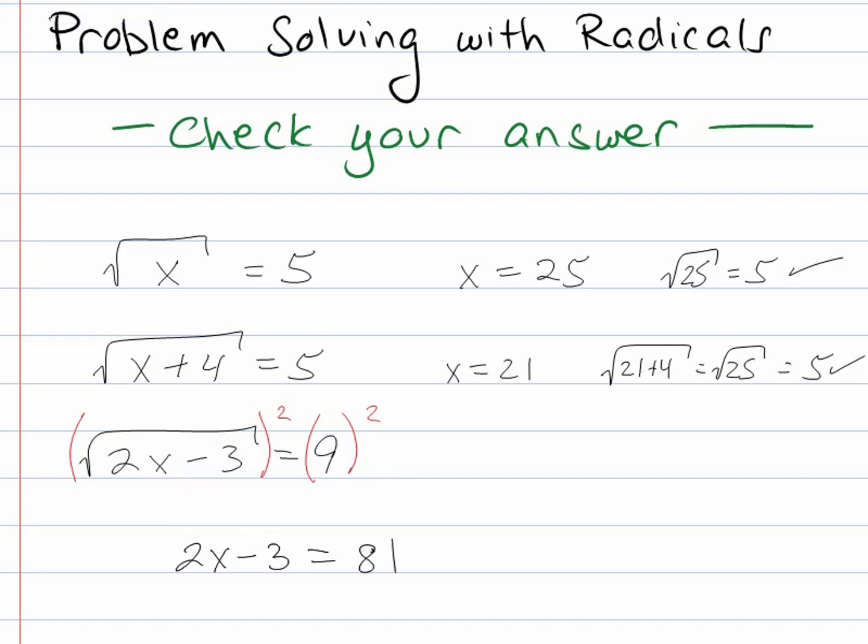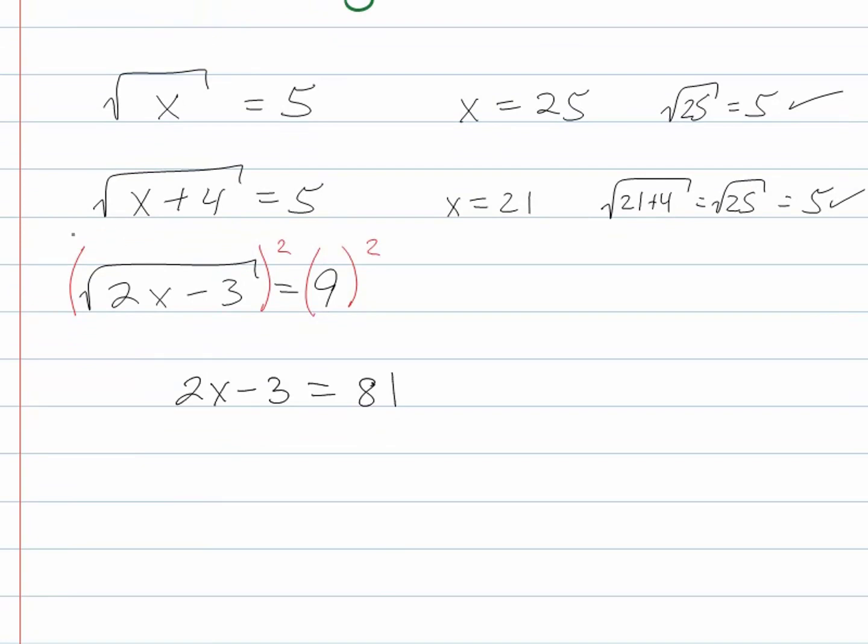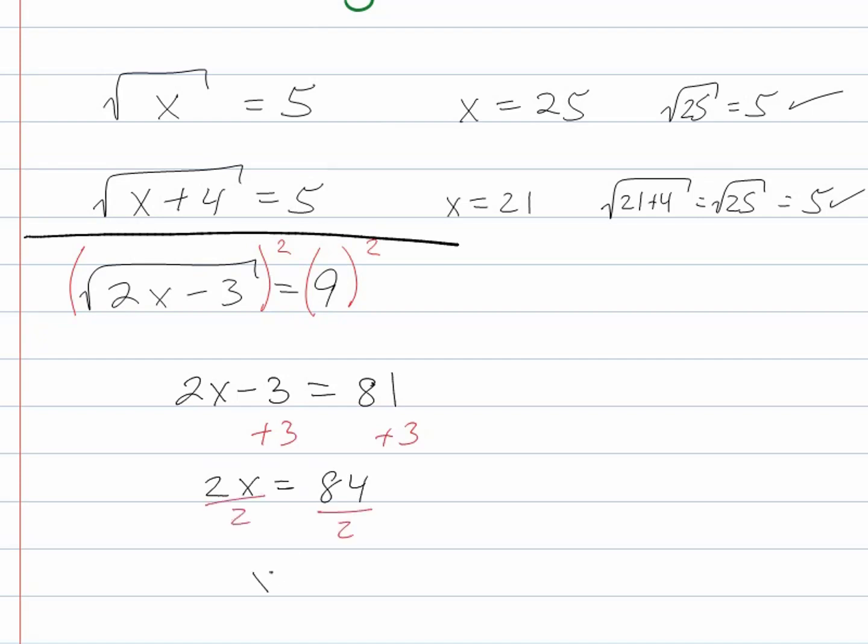Got it? Okay, now all I have is a reasonably straightforward algebra problem that I would just solve like I'd solve regular algebra. So add 3 to both sides: 84. Divide both sides by 2, and get x equals 42. Does that look right? I think so.